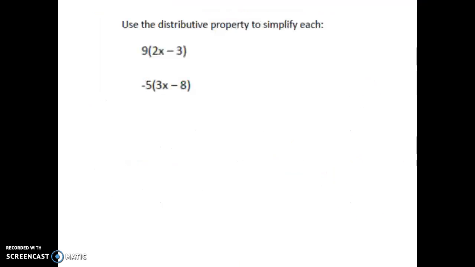Now, this side of your paper, we're going to do a couple problems together. I'm going to have you pause the video, and then you'll be able to work on a couple more independently before we check our answers together. So starting at the top, remember the number outside multiplies against everything on the inside. So we've got 9 times 2x is 18x. 9 times that 3 is 27.